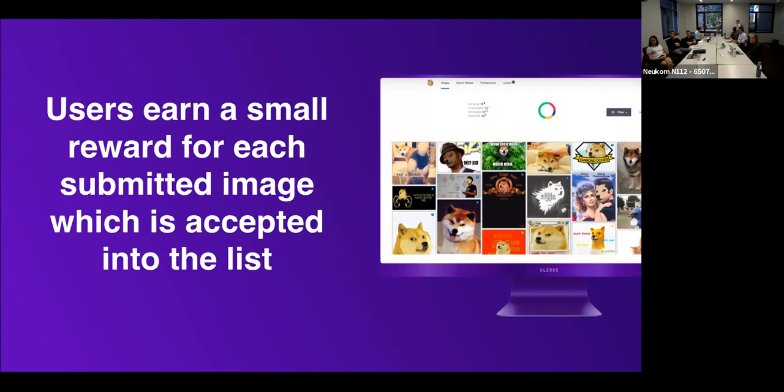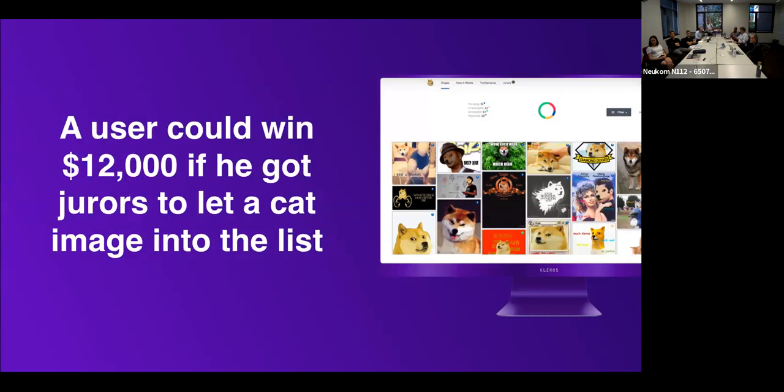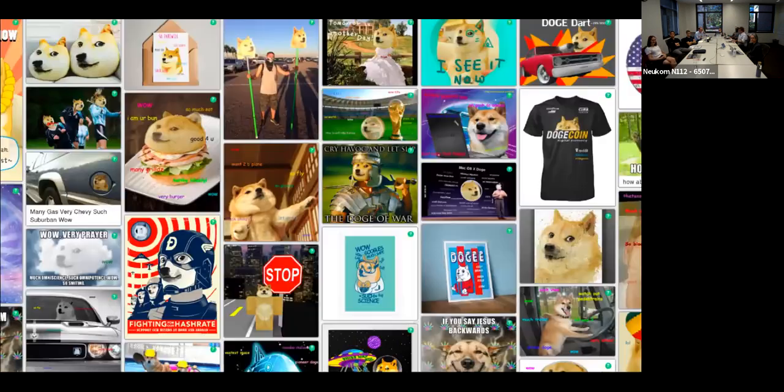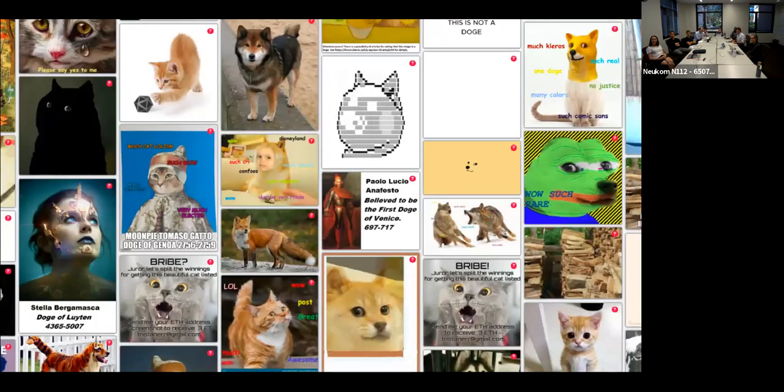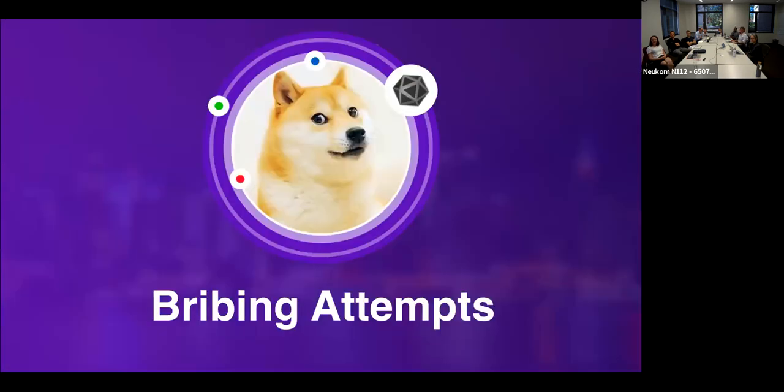But the big reward here was if you got a cat into the list, like you send a cat and you have the jury accept this as if it was a Doge, then you could make $12,000, which is a kind of big amount of money for people on the internet, right? So this is the list of what people sent. You see that these are actually Doge images. The jury vetted these images and let them in, and these are some samples of images that were lost, that were not accepted, right? It worked perfectly. The list was populated with images of what one expected to be there, right?